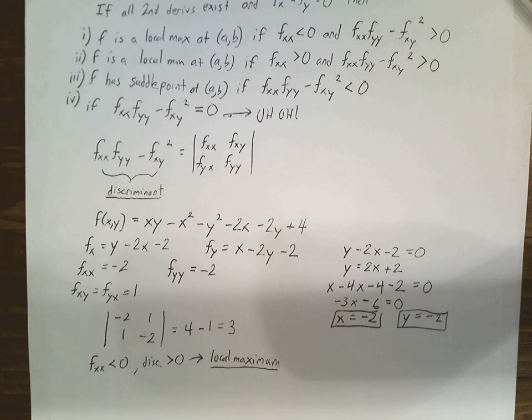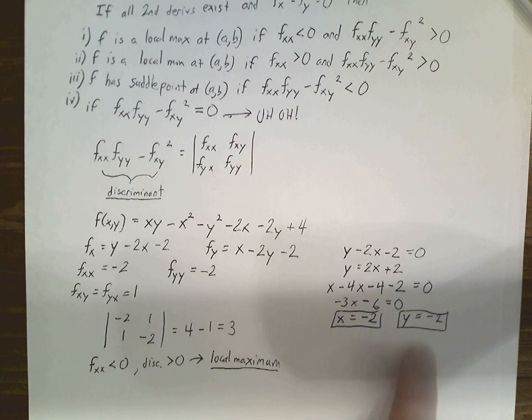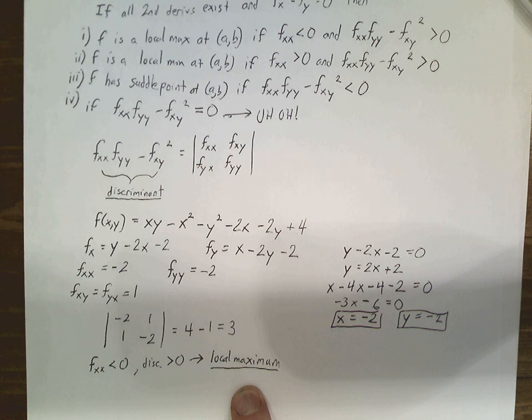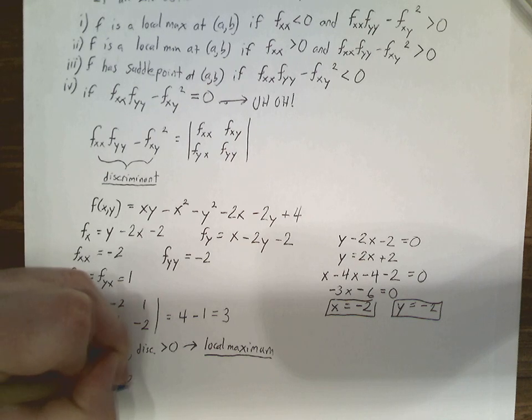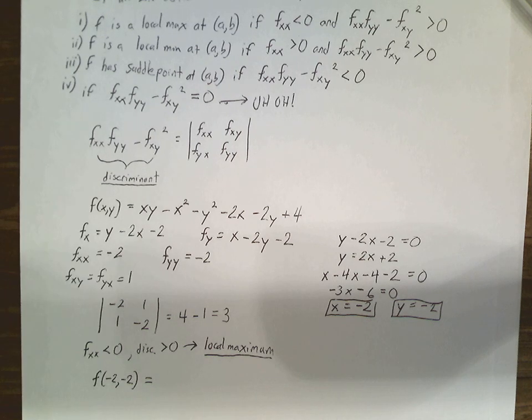We know where the local maximum is. It's at negative 2, negative 2. We know that it is a local maximum by our second derivative test. If we wanted to know what that actual value was, we can just plug that back into the original function, just like we would in 1D. When we find where the critical point occurs, we want to know what value the function actually assumes.